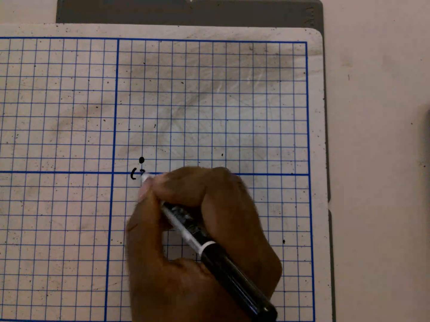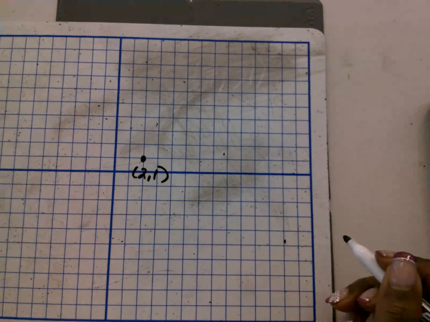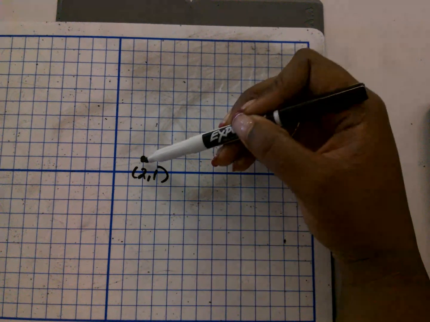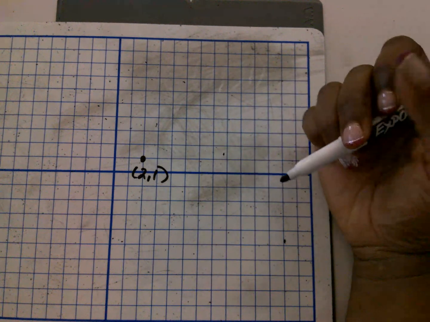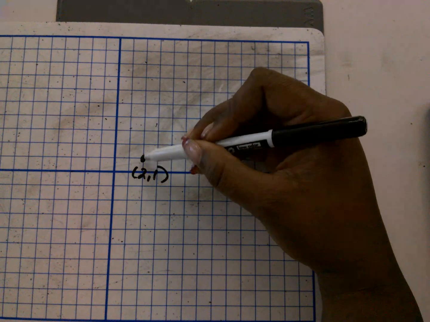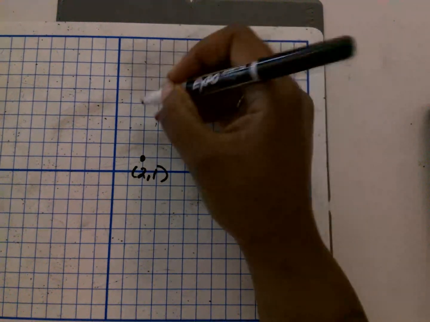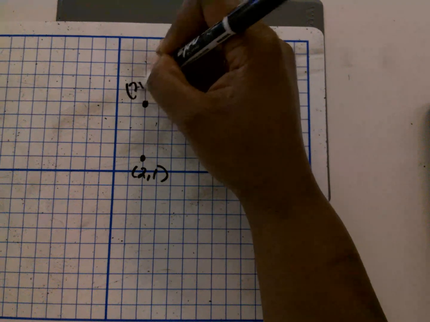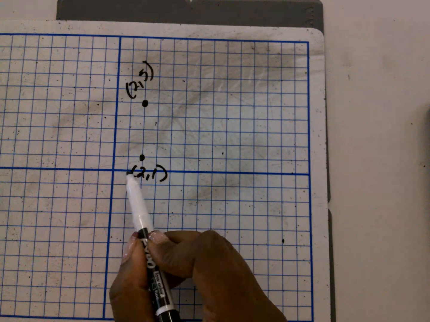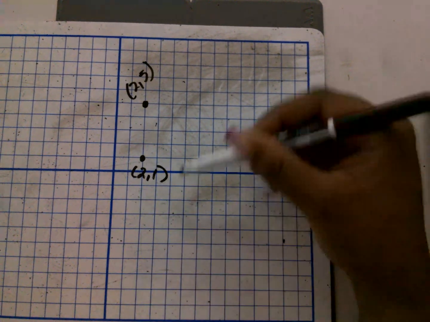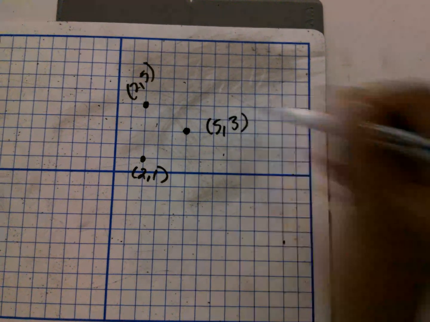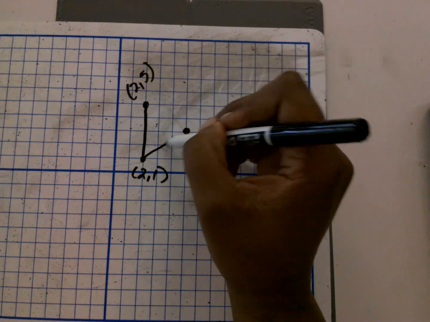+2, +1. Then we're going to graph +2 and +5. Go over 2 and up 1, 2, 3, 4, 5. And then let's do 5. Go over 1, 2, 3, 4, 5, and up 1, 2, 3. 5 and 3. Okay. Let's connect it and make a triangle.